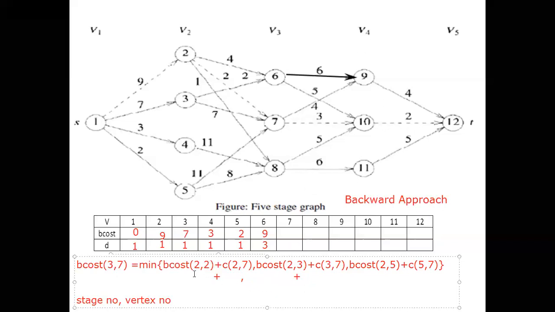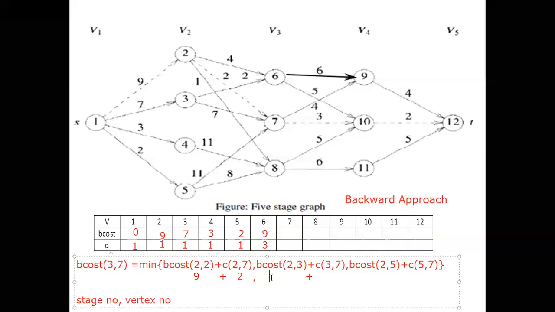What is B cost of 2, 2? 2, 2 means in the B cost of 2 we have to search, it is 9. Plus C of 2, 7. What is the 2, 7 value? 2 to 7. What is the value? It is 2. B cost of 2, 3. What is B cost of 2, 3? In 3 we have to search, it is 7. We got it, it is 7.